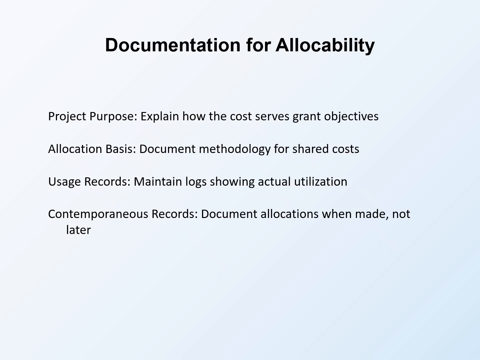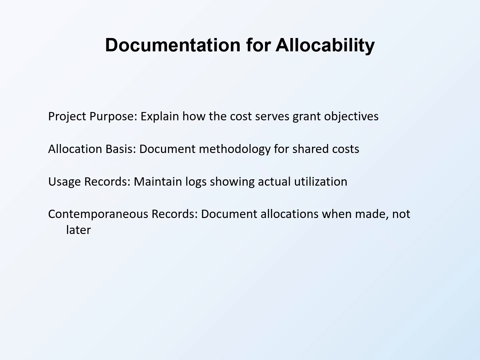Allocability documentation demonstrates that costs charged to your grant actually benefit the project. Strong documentation protects against questions about whether charges were appropriate. Project purpose documentation explains how each significant cost serves grant objectives. When you make a purchase, note briefly why it was needed for the project. What activity does it support? How does it advance project goals? These explanations should be brief but clear enough that someone unfamiliar with your project could understand the connection.